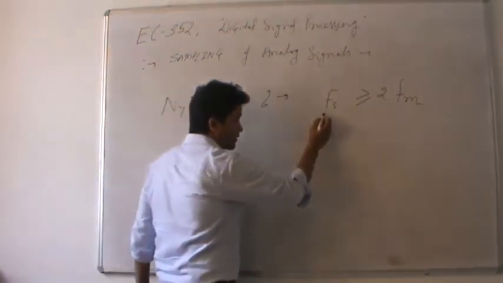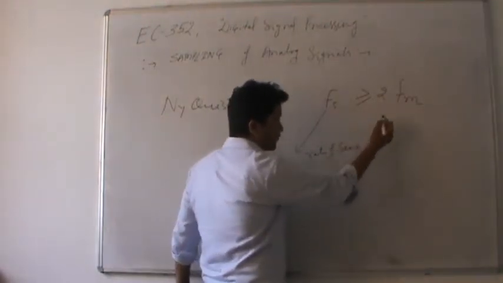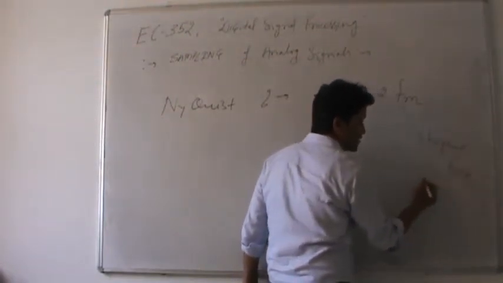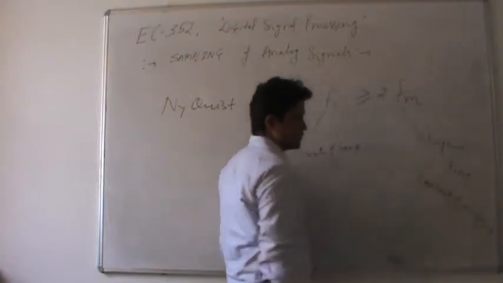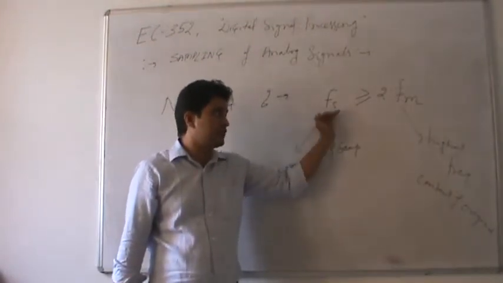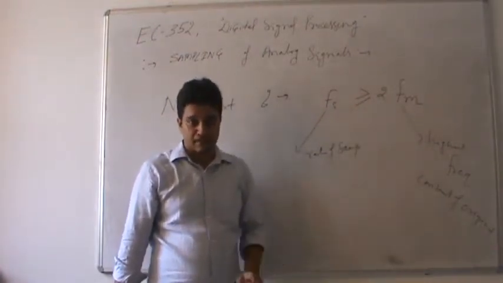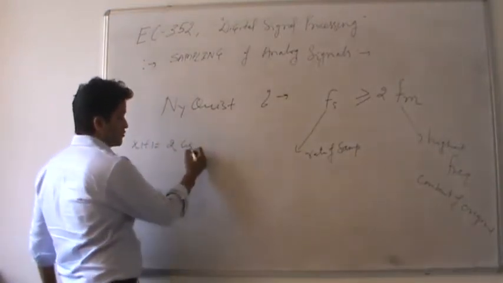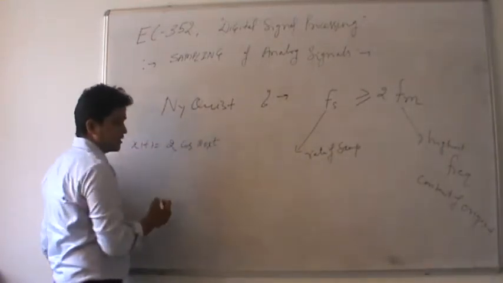What I mean to say is, fs is the rate of sampling, and fm is the highest frequency, fmax, the highest frequency content of the original signal. While applying the sampling process, if we maintain the rate of sampling, or the sampling frequency, always greater than or at least equal to twice fm, then we will be able to reconstruct the signal. For example, suppose we have a signal x of t equal to 2 cos 20 pi t.